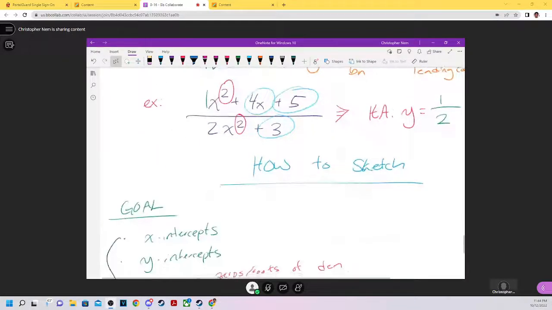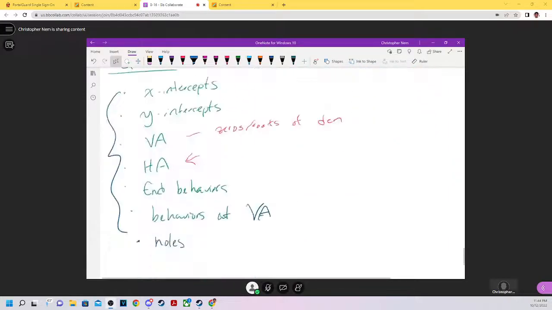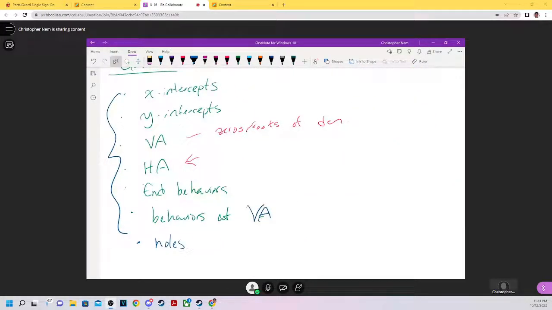If the degree of the numerator is smaller than the denominator's, the denominator is going to be bigger than your numerator, so it's going to overtake it. And that means that the asymptote will be y equals 0. So those are the three conditions of our horizontal asymptotes. It depends on the degree of the numerator versus the degree of the denominator.